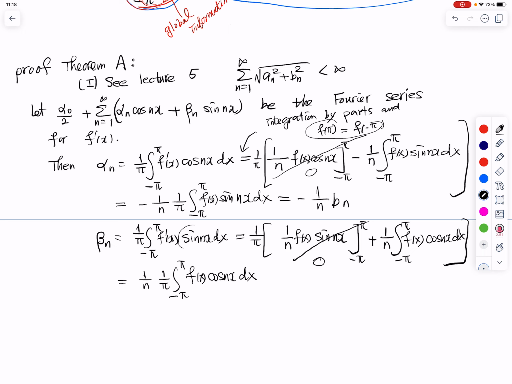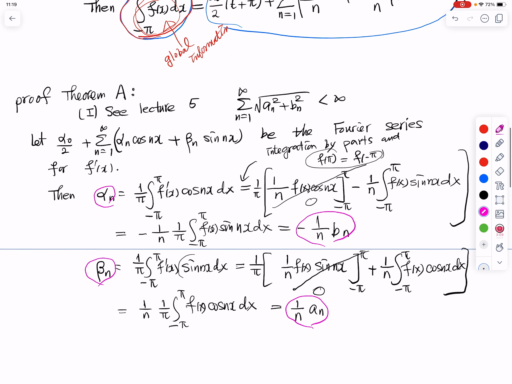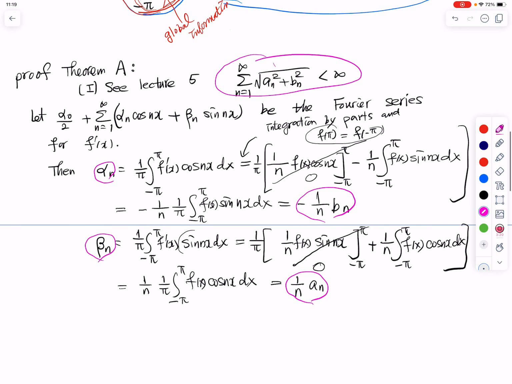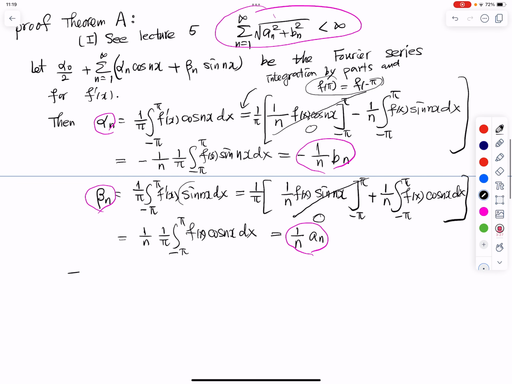Okay, so that would be 1 over n a_n. So you need to remember these relations. Okay, so alpha n and beta n equal 1 over n times a_n and b_n. We use this property to prove this one, but we are going to use this one again later. And then part B. Part B is easy. Once you have part A, part B is easy.